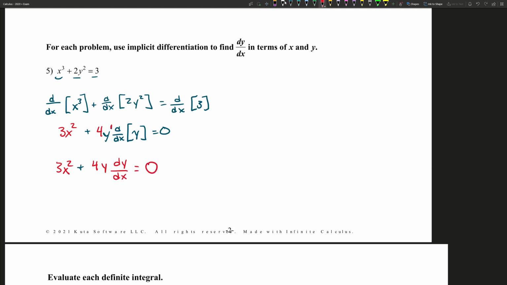And again, we could solve for dy dx here. It's not very difficult. Nothing different is happening, just algebra. But if we get to this point, we're okay.